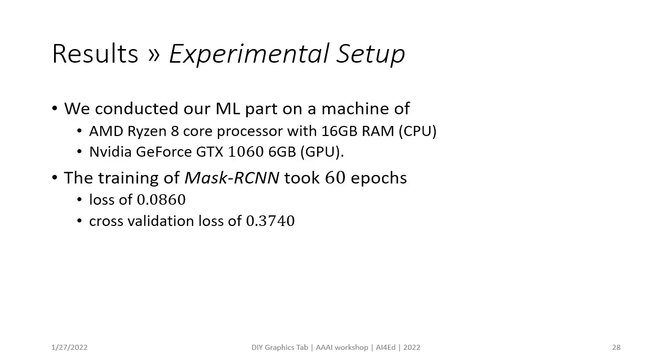For the experimental setup, we conducted our machine learning part on a machine of AMD Ryzen 8 core processor with 16 GB RAM and a GPU of NVIDIA GeForce GTX 1060 6 GB. Our training of the mask RCNN took 60 epochs with a loss of 0.086 and a cross-validation loss of around 0.37.